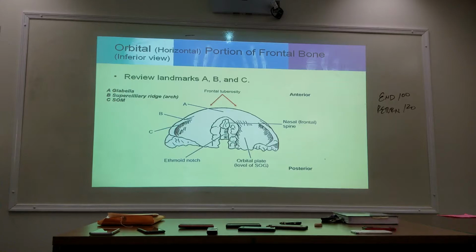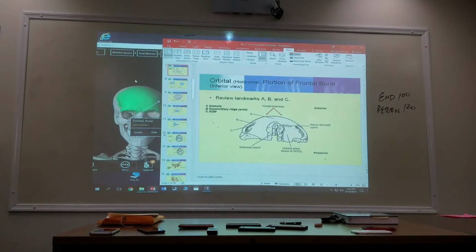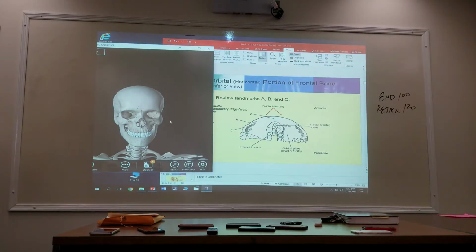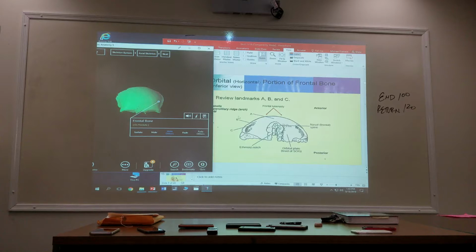Now let's look at the orbital, or the horizontal portion of the frontal bone. So what we're doing here is we're just simply isolating that, and we're looking at this particular picture like this. So we're looking at it from underneath.